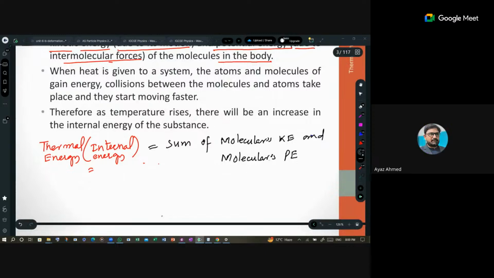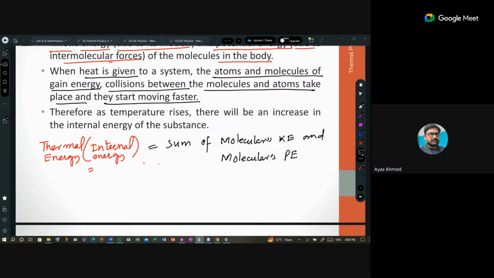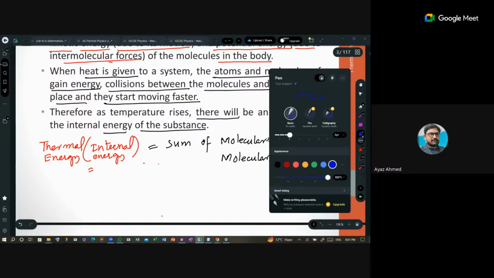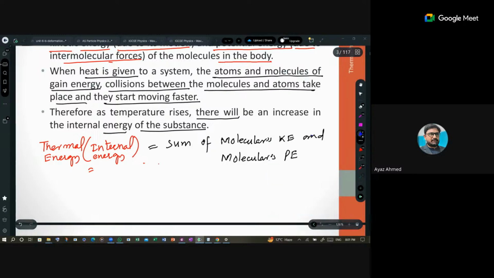Therefore, as the temperature rises, when heat is given to a system, the atoms and molecules gain energy. Collisions between the molecules and atoms take place, and they start moving faster. Therefore, the temperature rises, and there will be an increase in internal energy of that substance. So simply speaking, when we heat up a substance, its internal energy increases. Is this clear?